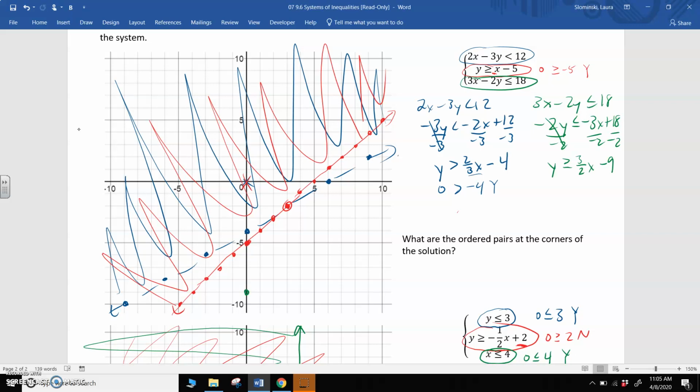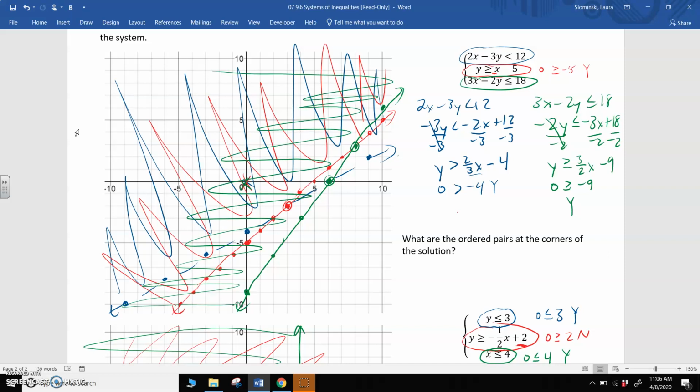Plot my y-intercept at -9. Rise 3, run 2. So this is a point of intersection, as is this one. Okay, so those are my green dots. It's greater than or equal to, so this line is once again solid. And last but not least, use my test point of 0, 0. Is 0 greater than or equal to -9? Yes. So this one also shades this way.